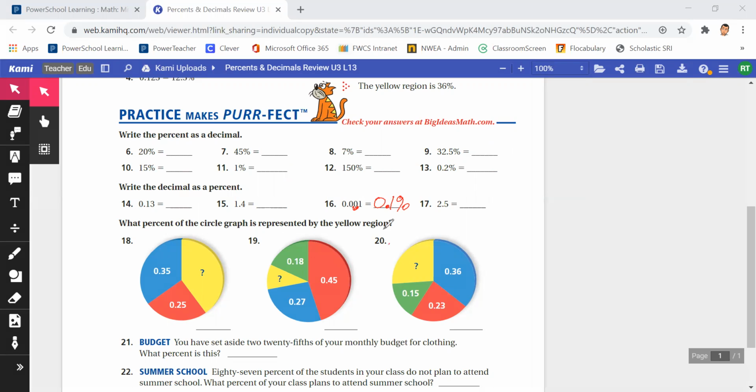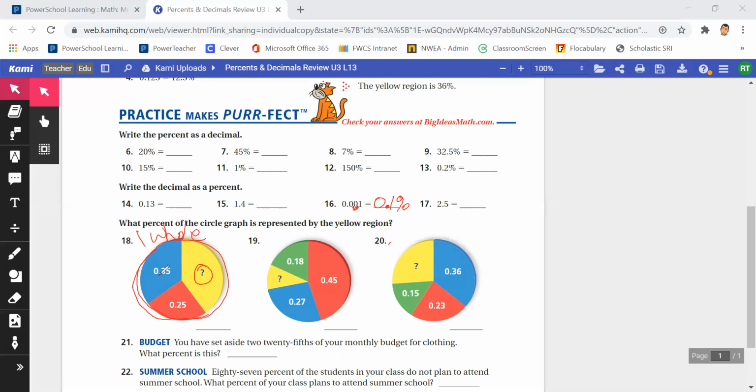Number 18, 19, and 20. What percent of the circle graph is represented by the yellow region? So all you're going to do is think about these as percents. This whole circle graph, remember, represents one whole. So if that represents one whole, you're going to have to do some subtraction to figure out what that missing area would be, missing region.